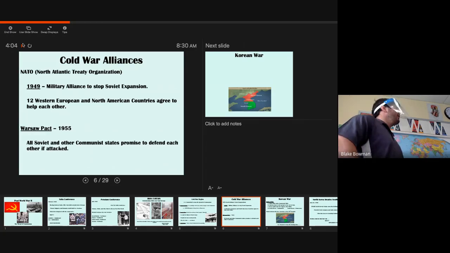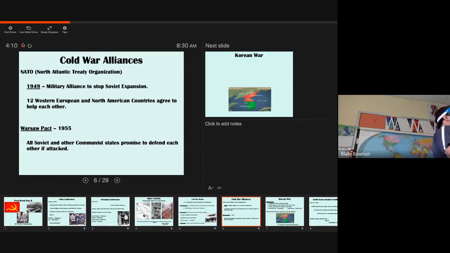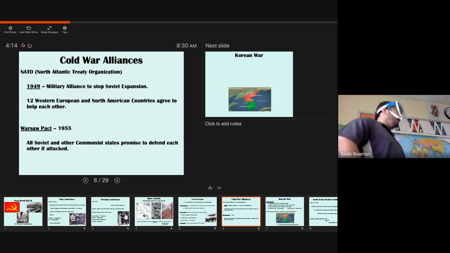All right, so the Warsaw Pact versus NATO. That's really what we see towards the end of World War II, moving into the 1950s. These two alliances making sure they can protect their own interests in Europe and in Asia.